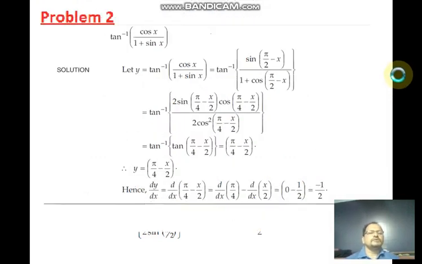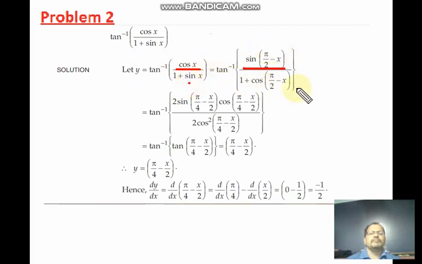Let us move to the second problem. It is also a similar one. y is equal to tan inverse of cos x upon 1 plus sin x. Now here we cannot apply that thing over here, therefore one simple formula: convert cos to sin and sin to cos. In 10th standard we have studied that cos x is equal to sin (pi by 2 minus x), and also sin x is equal to cos (pi by 2 minus x).